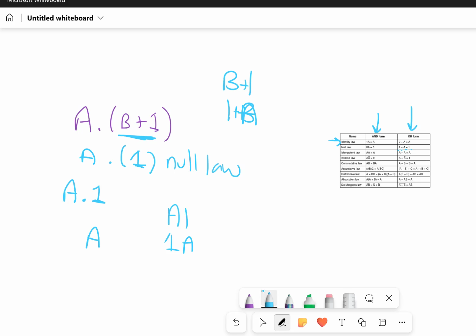And we are done. We have simplified this to its most basic form, so it can still be functional in the same way, and we are left with A.